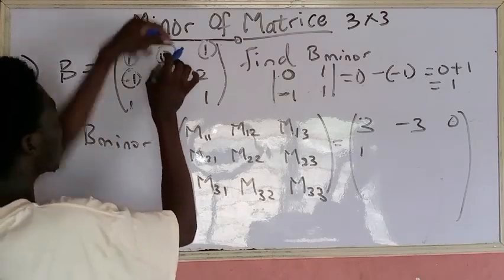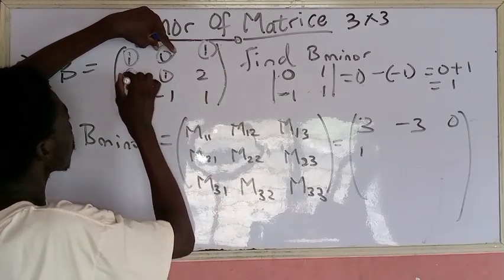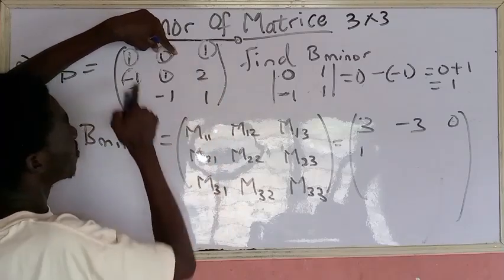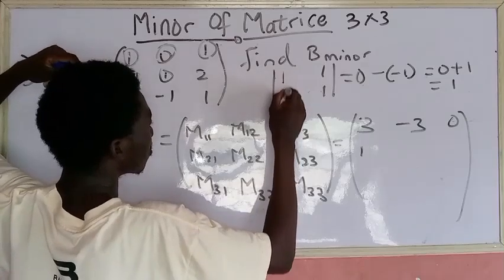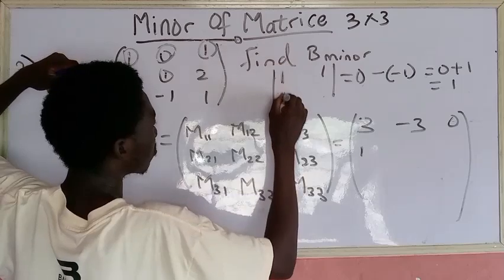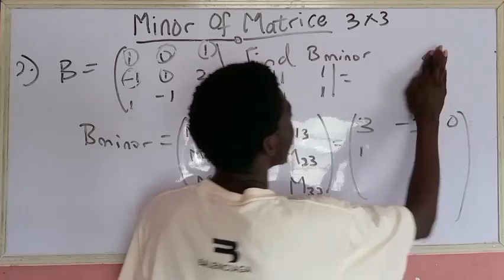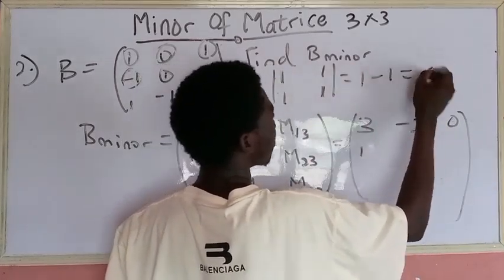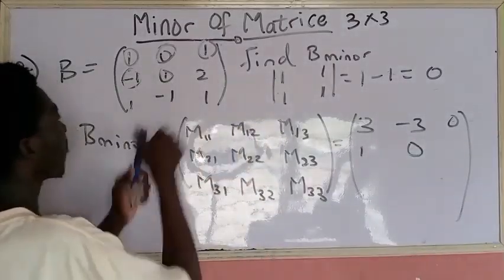Next one, for this, I'll go for this element. For this element, block this column and block this row. So 1, 1, 1, and 1. Let's check that out. That is 1 minus 1, and that is what? 0. So you have a 0. Good.